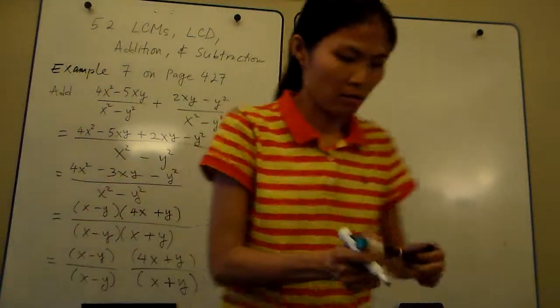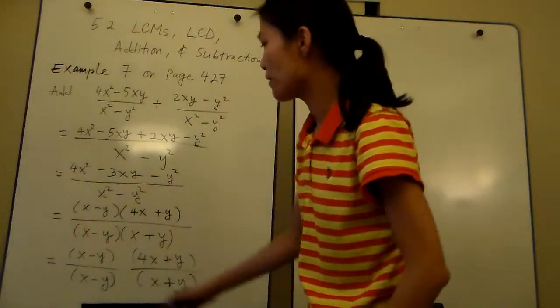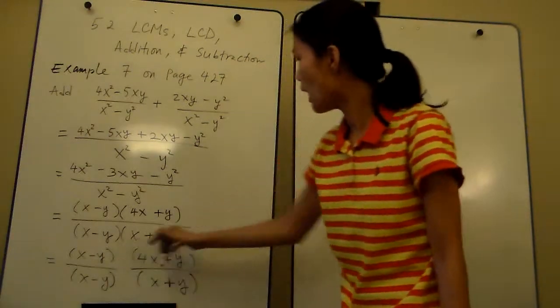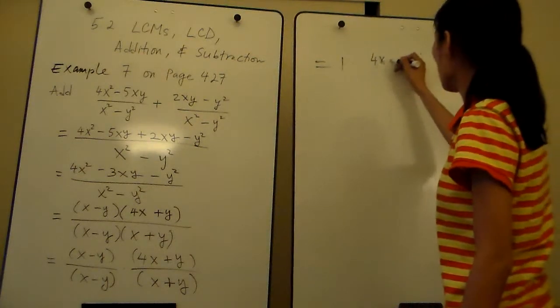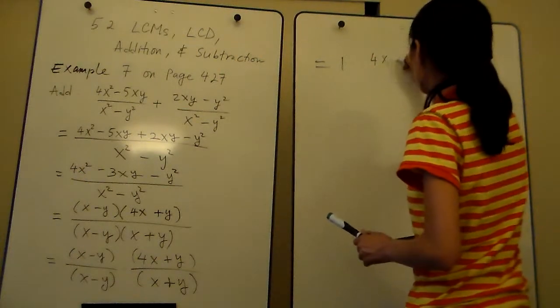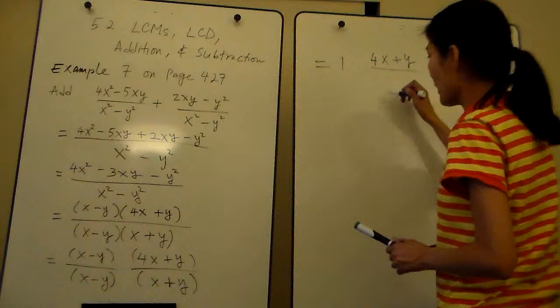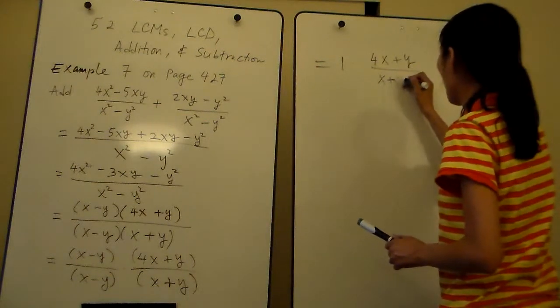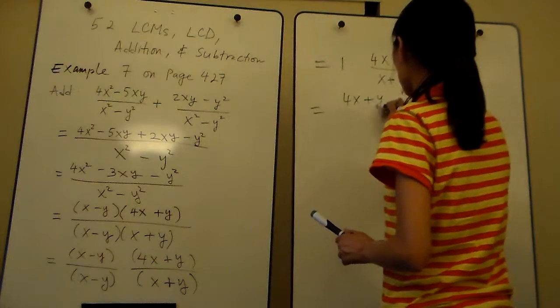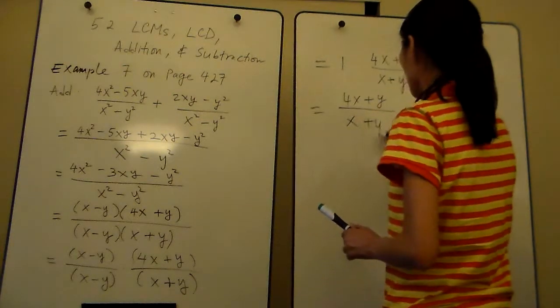Alright. x minus y divided by x minus y is 1. Times 4x plus y divided by x plus y. Simplified further, you have 4x plus y divided by x plus y.